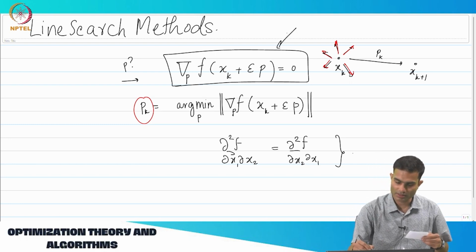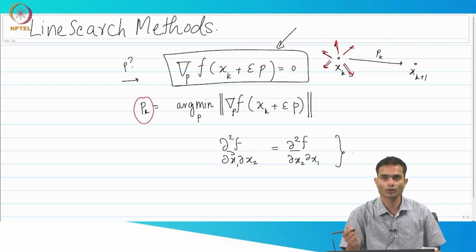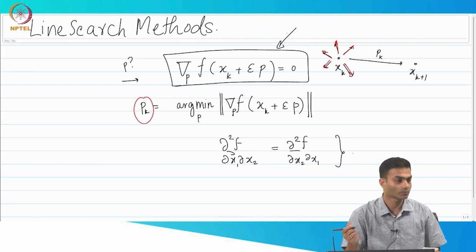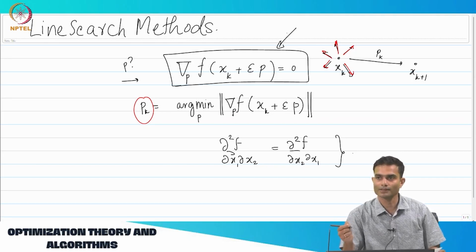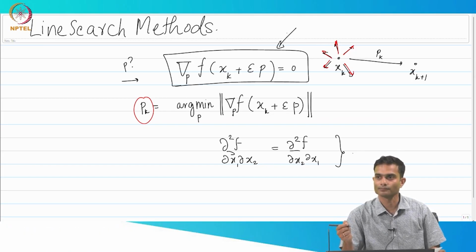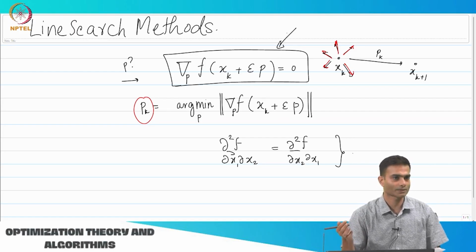When we solved this equation, just look back at the expression that you got for the Newton direction. Was it unique, or are there many possible P's that satisfy this? Look back at the derivation. As long as the Hessian is invertible. Obviously, the Hessian has to be invertible for the expression of the Newton direction to make sense, right?